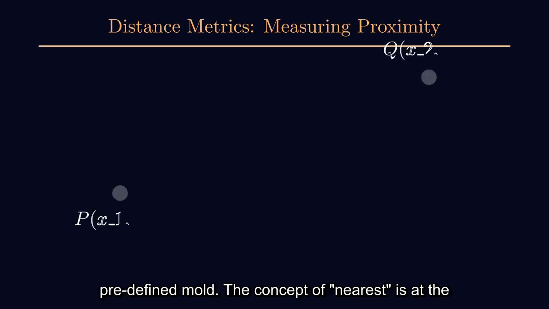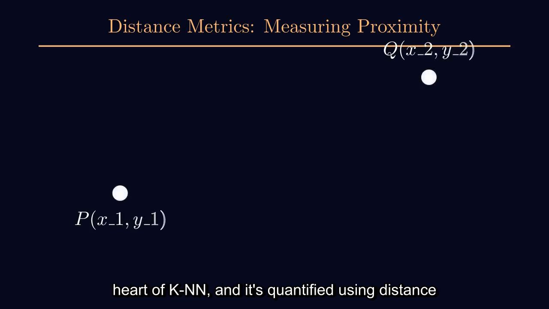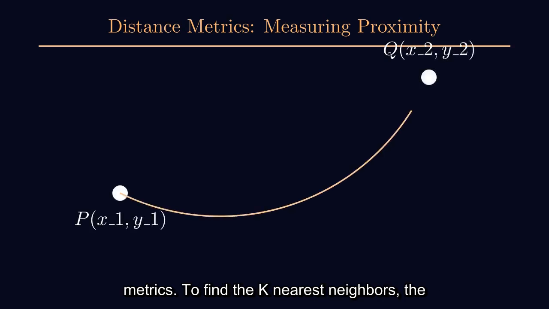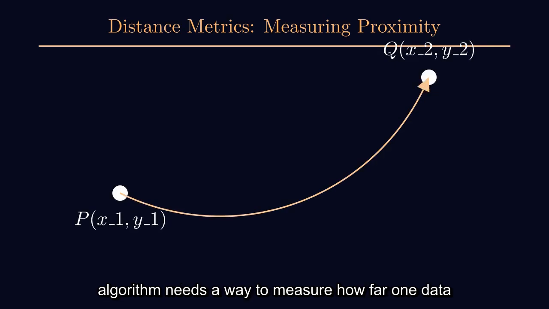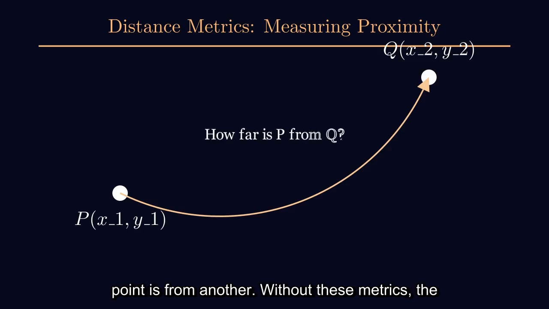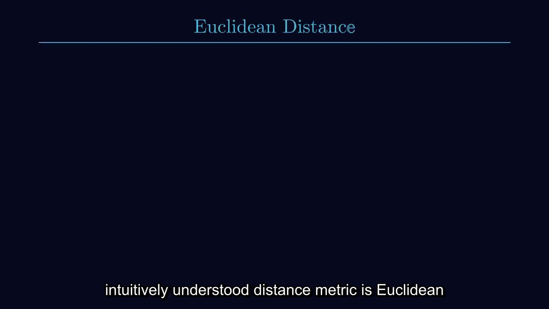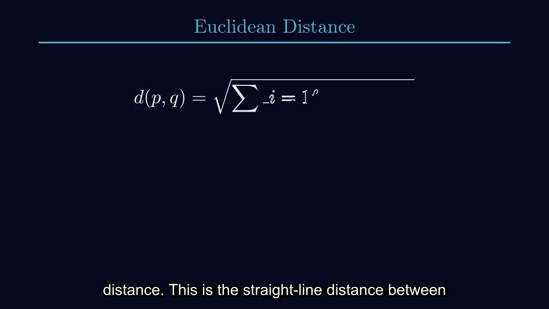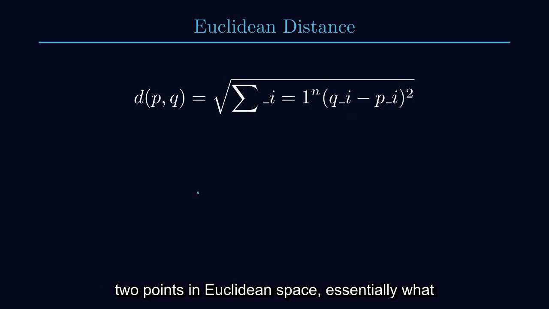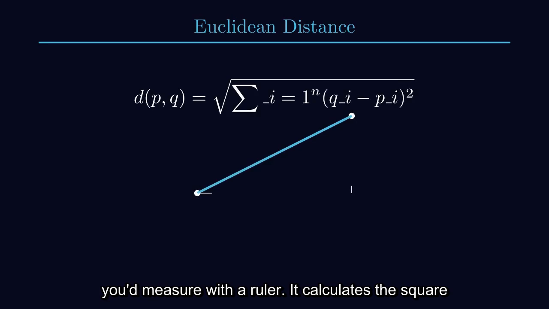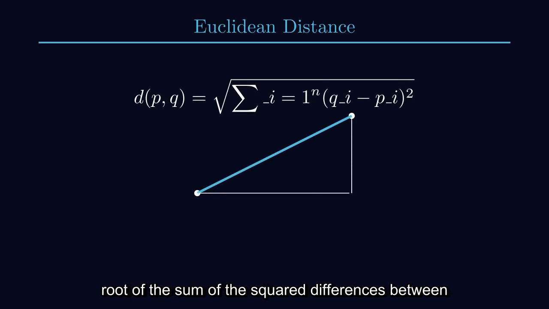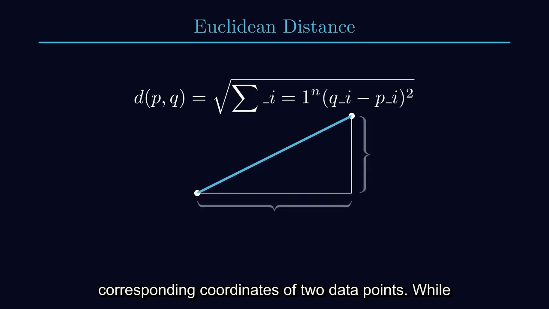The concept of nearest is at the heart of KNN, and it's quantified using distance metrics. To find the k-nearest neighbors, the algorithm needs a way to measure how far one data point is from another. Without these metrics, the idea of proximity would be meaningless, and KNN simply wouldn't work. The most common and intuitively understood distance metric is Euclidean distance. This is the straight-line distance between 2 points in Euclidean space, essentially what you'd measure with a ruler. It calculates the square root of the sum of the squared differences between corresponding coordinates of 2 data points.